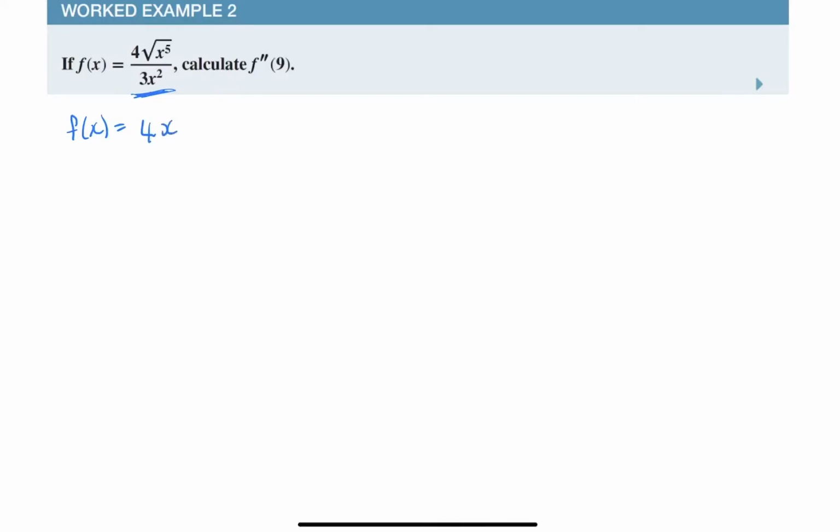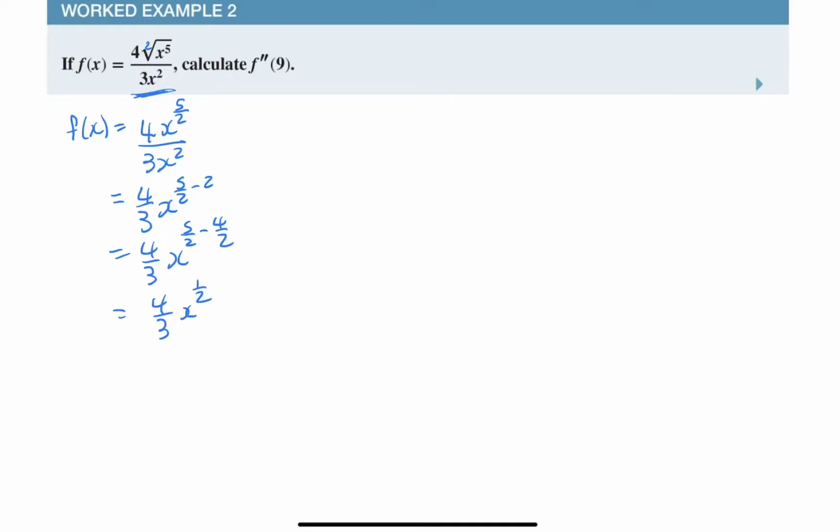4x to the power... Now remember the square root of x^5, there's actually a 2 there, so that is the same as x to the power 5 over 2, over 3x squared. Now I can apply my exponent laws, and I can say this is 4 over 3, x to the power 5 over 2 take away 2. That's the same as 4 over 3, x to the power 5 over 2 minus 4 over 2. That will give us 4 over 3 x to the power 1 over 2.